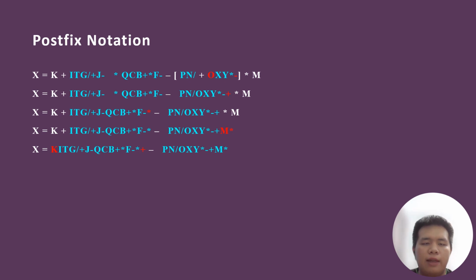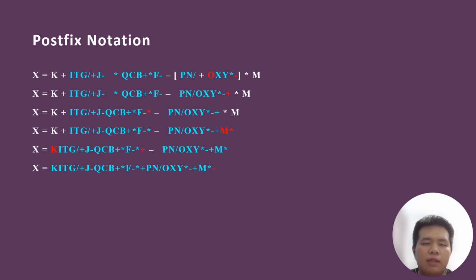Then look at the in front part. Move the add to the behind of multiply and it will become KITG divide add J subtract QCB add multiply F subtract multiply add. At the last part, move the subtract to the behind of multiply and it will become PN divide OXY multiply subtract add M multiply subtract.